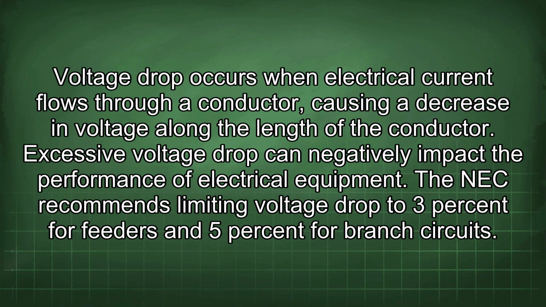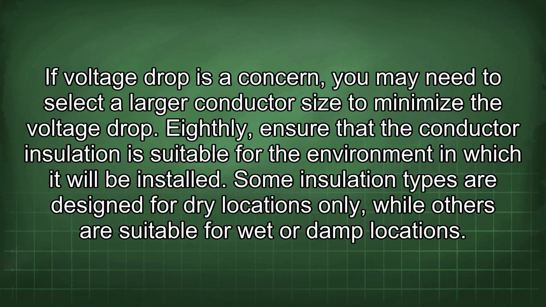Seventhly, consider any voltage drop requirements. Voltage drop occurs when electrical current flows through a conductor, causing a decrease in voltage along the length of the conductor. Excessive voltage drop can negatively impact the performance of electrical equipment. The NEC recommends limiting voltage drop to 3% for feeders and 5% for branch circuits. If voltage drop is a concern, you may need to select a larger conductor size to minimize the voltage drop.